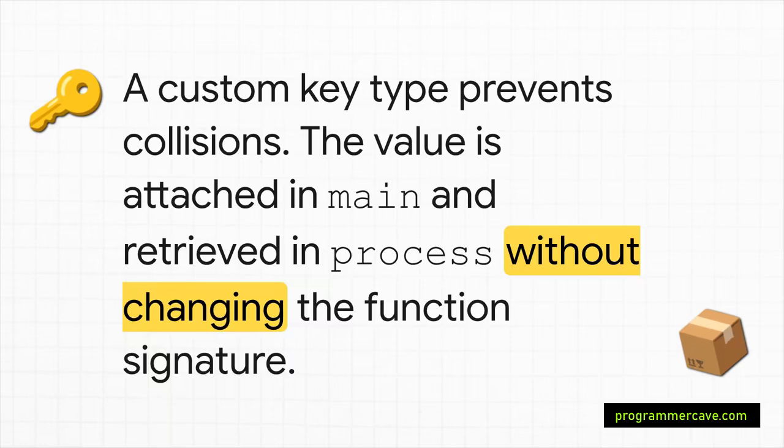And here's what it looks like in code. First, notice we're defining our own custom type for the key. That's a great little trick to prevent key collisions between different packages. Then in main, we attach the user Alice to the context. And look at the process function. It can pull that value right out of the context it was given, all without us having to change its function signature. It's super clean.